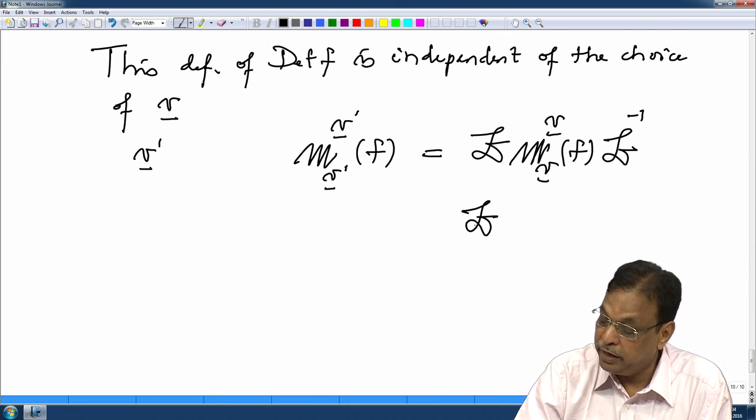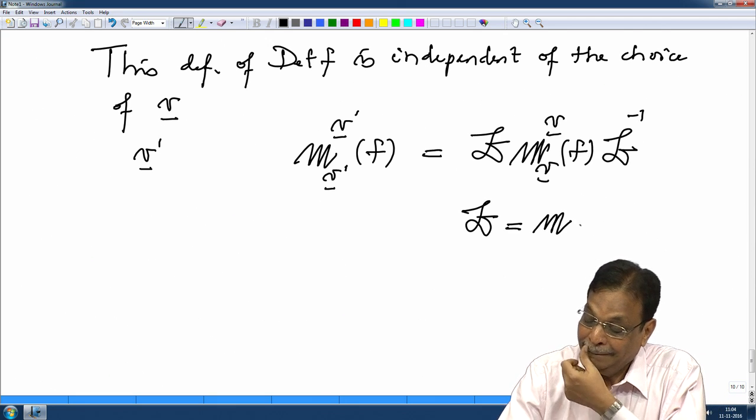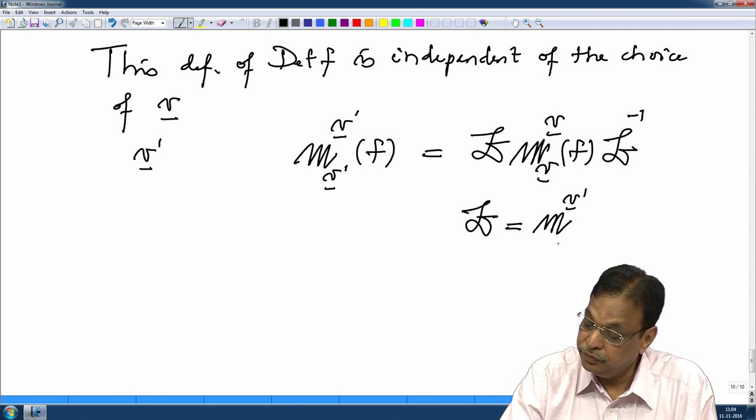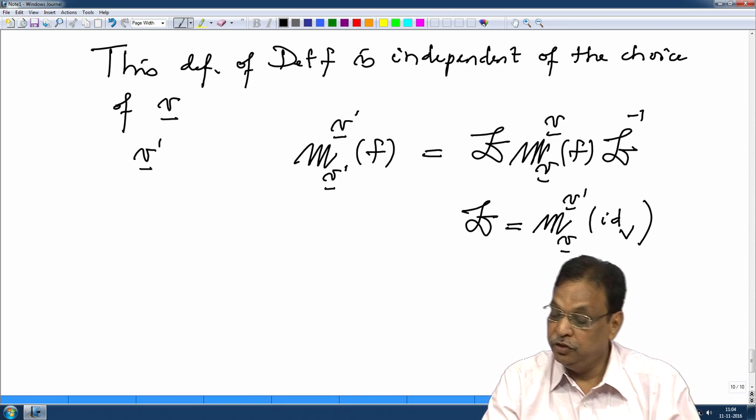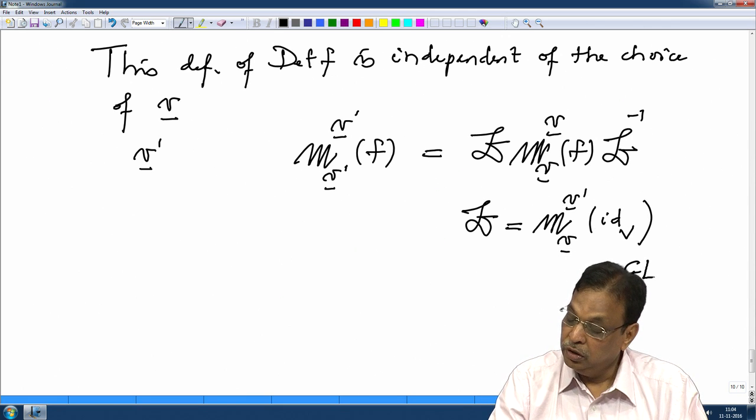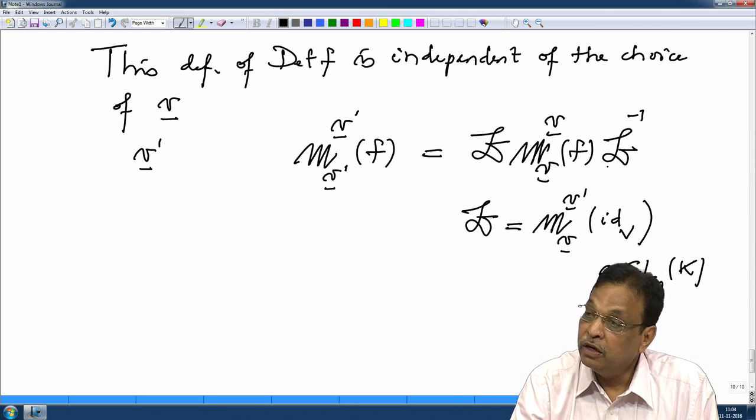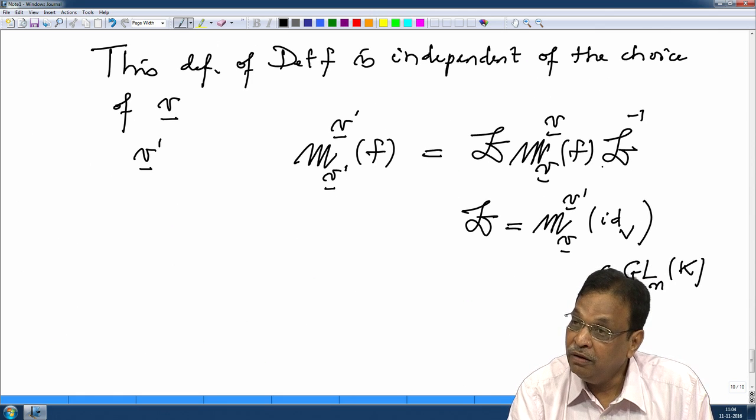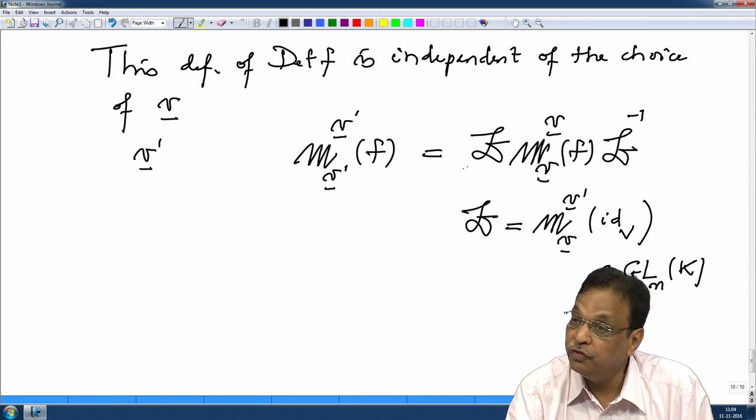B is the transition matrix from V prime to V of ID, and B is invertible, and this we have checked earlier. Now, when I apply determinant here, then I use the product formula, and these determinants are inverses of each other and so on.